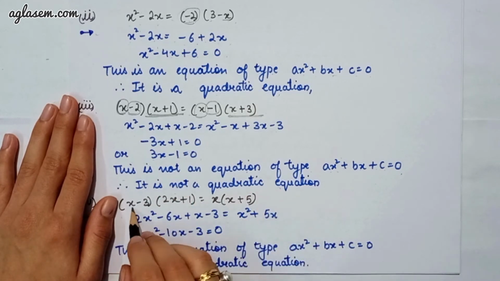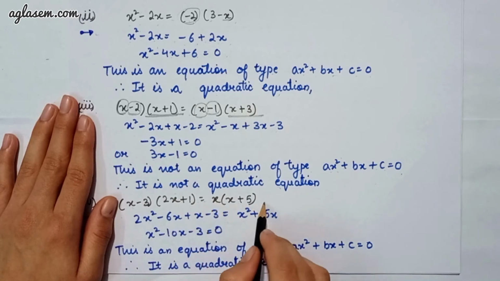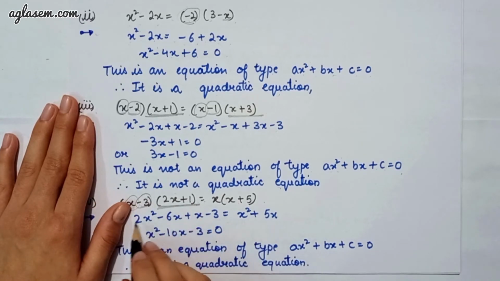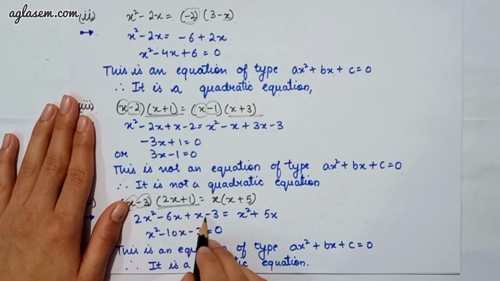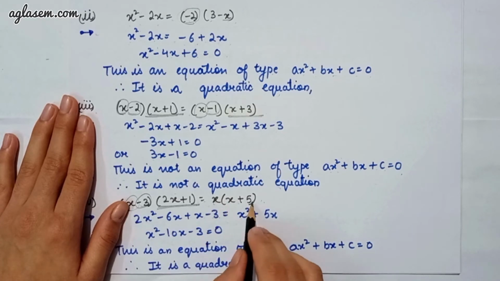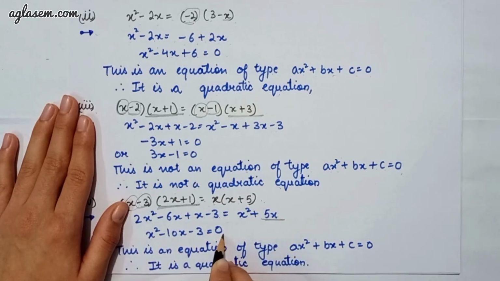The fourth part says (x minus 3)(2x plus 1) is equal to x into (x plus 5). So here we have to solve again: x multiplied by this whole bracket and minus 3 multiplied by this whole bracket. Therefore it will give you 2x square minus 6x plus x minus 3. Now we have to solve it, equals x into x, that is x square, and x into 5, that is 5x. Therefore it will give you an equation, that is x square minus 10x minus 3 is equal to 0. Therefore it is a quadratic equation because it is of the type ax square plus bx plus c is equal to 0.